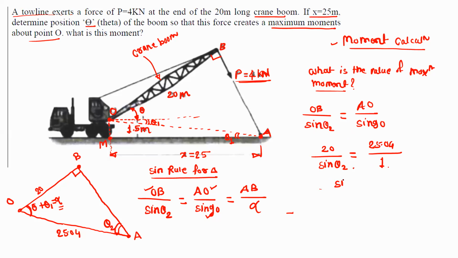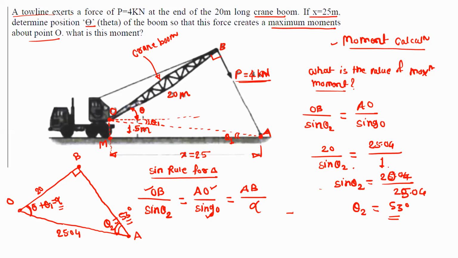So sine theta 2 is equal to 25.04 divided by 20. Sorry, this is 20 divided by 25.04. So theta 2 you will get as 53 degree. Okay, so you have got this answer, theta 2, which is equal to 53 degree.